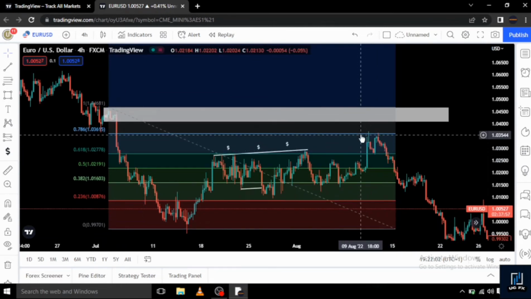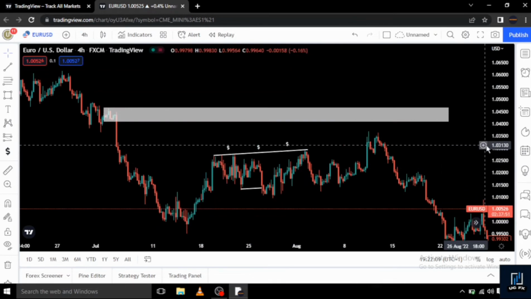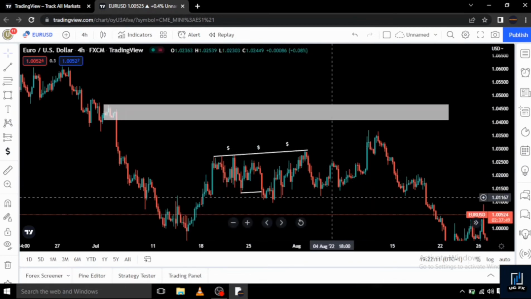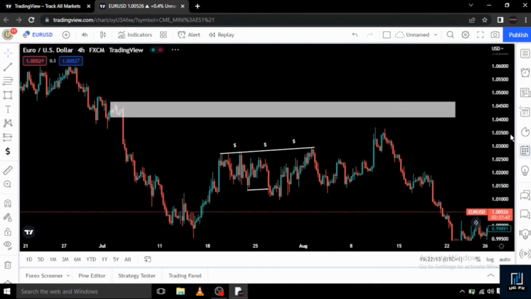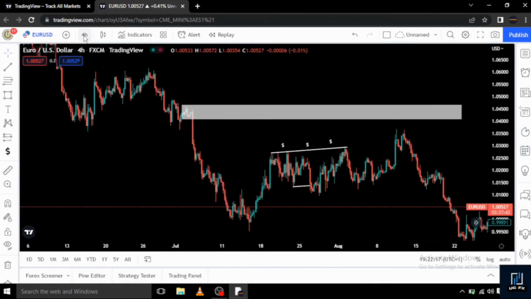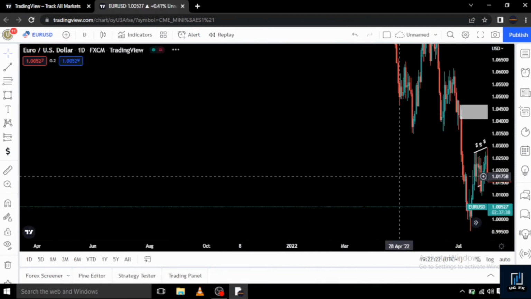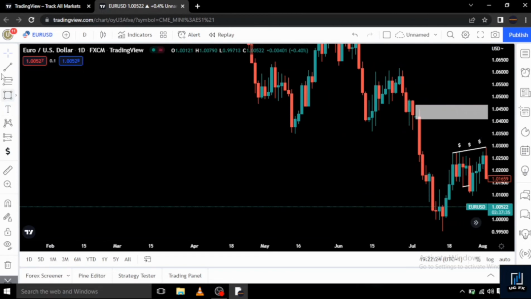So what else can you say about this? You need to start looking for your entries using the lower time frames, because every objective has been met. We had the order block that took out the lows, so there was a break of structure after the formation of the order block. So we had a break of structure.